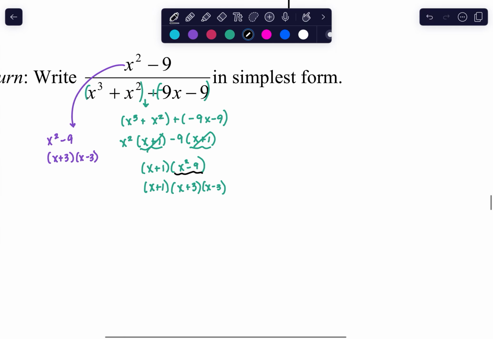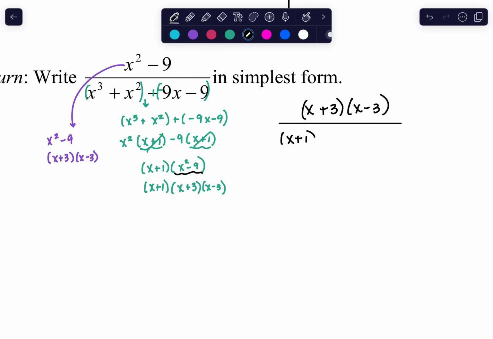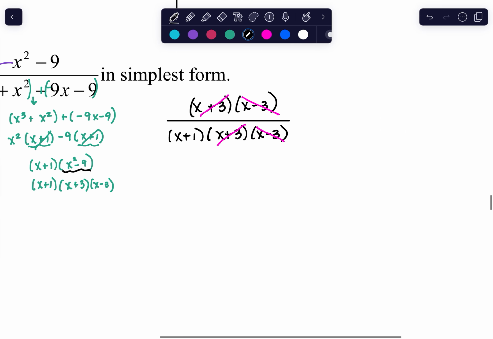All right, so now rewriting this in fraction form. I have x plus 3 times x minus 3 in the numerator. My denominator, so I have x plus 1 times x plus 3 times x minus 3. And we look and say, hey, my plus 3's cancel and my minus 3's cancel. So what I'm left with then is just a 1 in the numerator. Don't forget that. I can't just move something from the denominator to the top. So 1 over x plus 1.